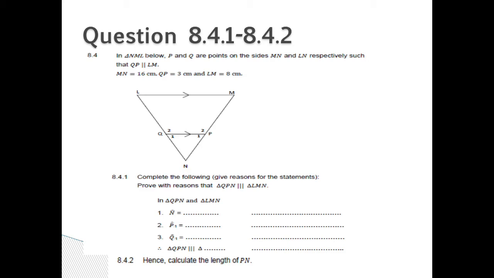In triangles QPN and LMN, number 1, N is equal to what? Number 2, P1 is equal to what? Number 3, Q1 is equal to what? Therefore, triangle QPN is similar to triangle what? And then you have 8.4.2. Hence, calculate the length of PN.